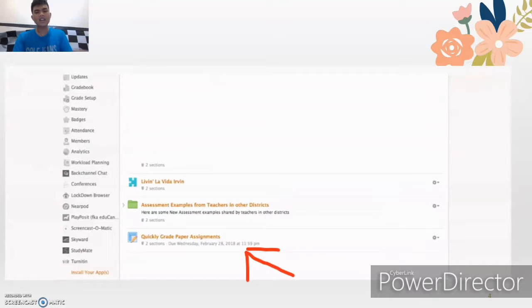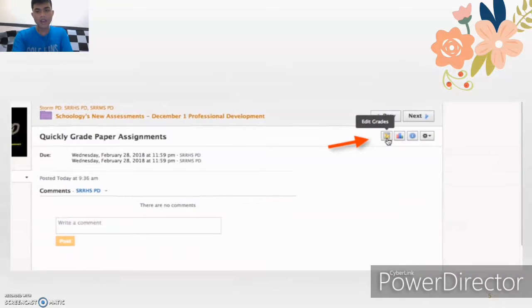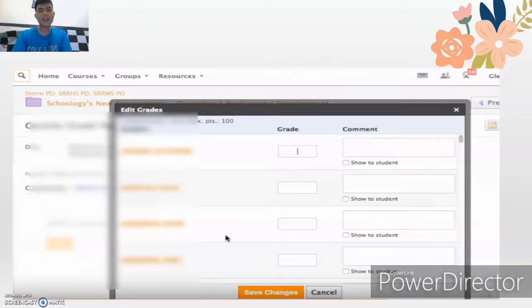After I gather all of the scores, this is an example of how to grade them in the Schoology LMS. If we click this part, it leads us here, and I input the score that I get from the rubric into this edit grade icon. This is where I put their scores.